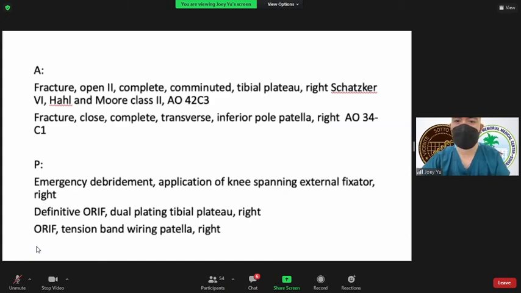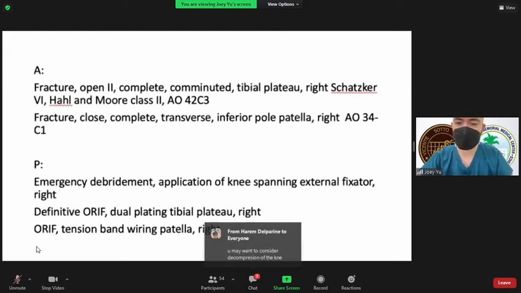So for our assessment, fracture open, complete, comminuted tibial plateau, right, Schatzker 6, Gustilo-Anderson type 2, AO 42C3, and a fracture closed, complete, transverse, inferior pole patella, right, AO 34C1. For our plan, emergency debridement and application of knee spanning external fixator, sir, right? Then for the definitive treatment, open reduction internal fixation, dual plating of tibial plateau, right, and also ORIF tension band wiring patella, right.